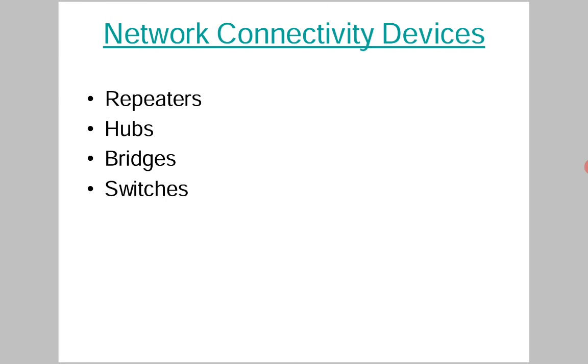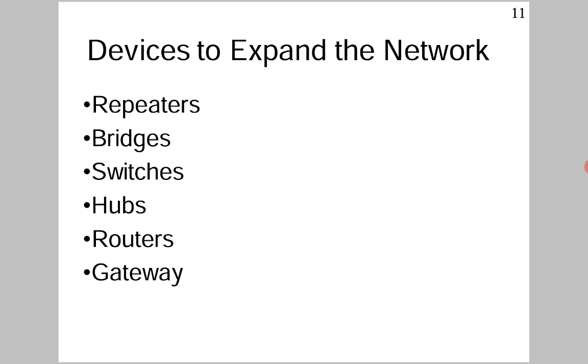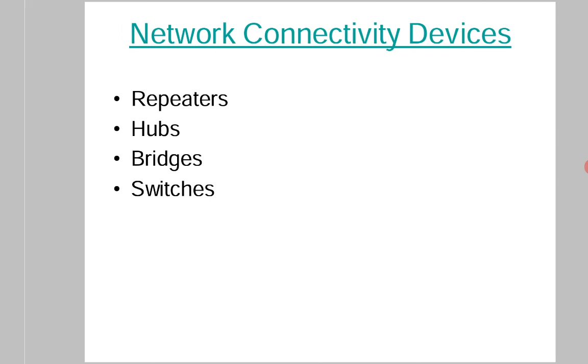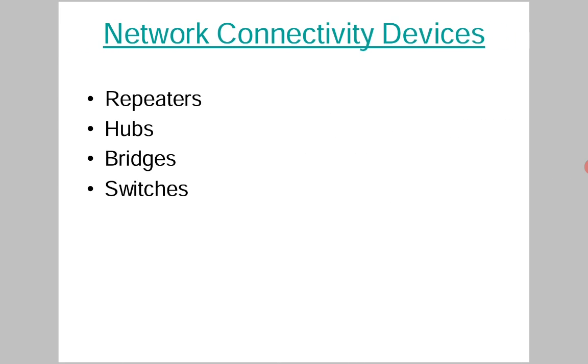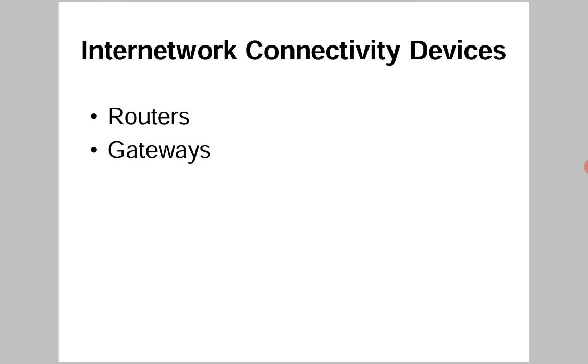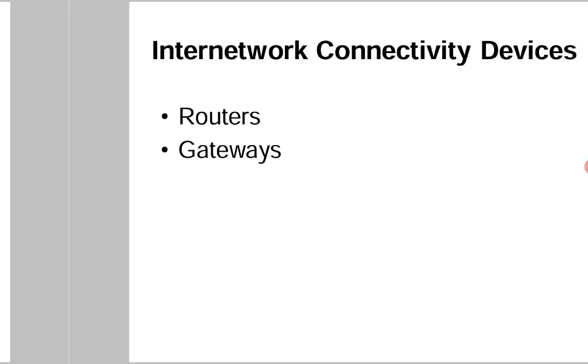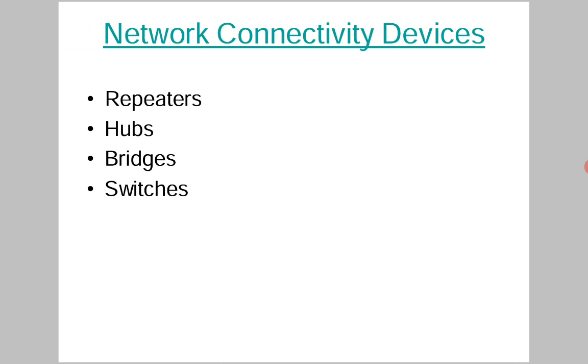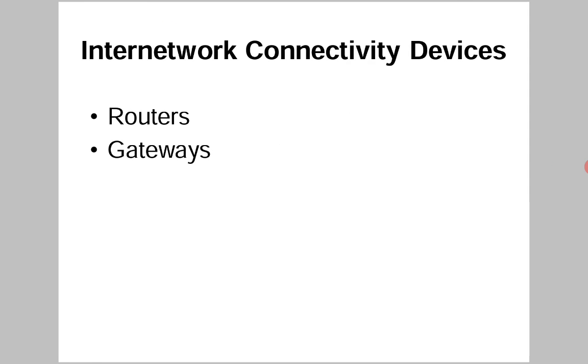So out of these 6 network devices, repeaters, hubs, bridges, and switches are network connectivity devices, and inter-network connectivity devices are routers and gateways. So what are network connectivity devices? Out of 6, only 4 of these are network connectivity devices. Using these only, a host can connect. Host means any computer or device connected to an existing network. They are called repeaters, hubs, bridges, switches. Inter-network connectivity devices means routers and gateways.